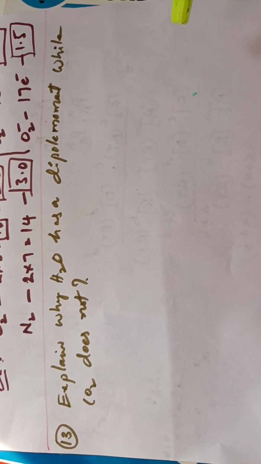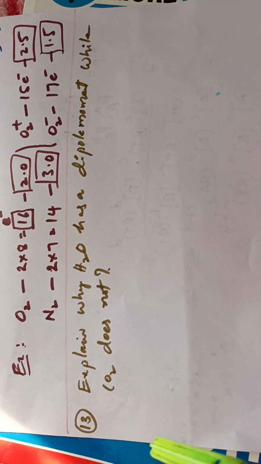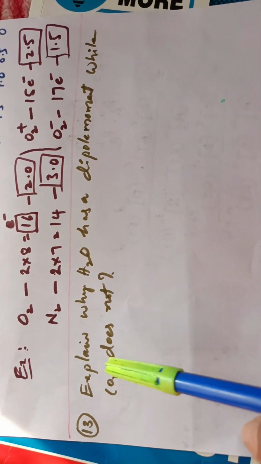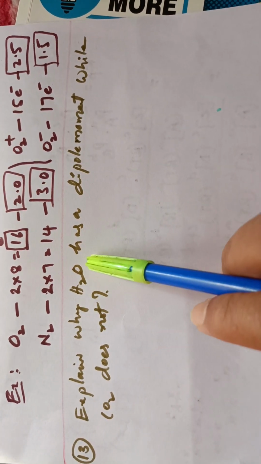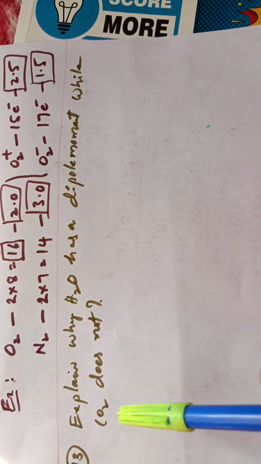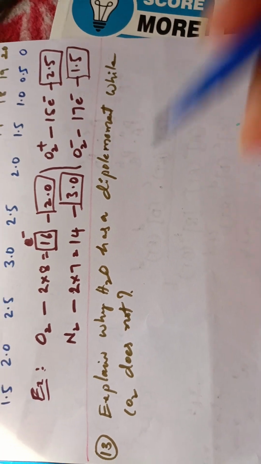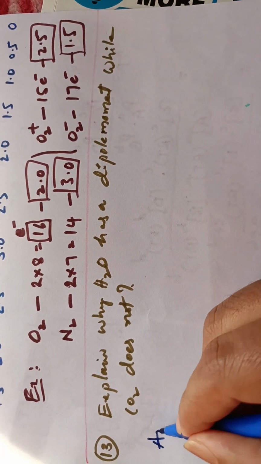Hi student, now I am going to explain a 4 marks question from first year chemistry, that is: explain why H2O has a dipole moment while CO2 does not. First I am writing the answer.